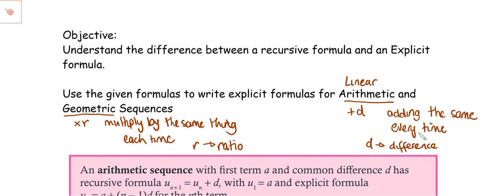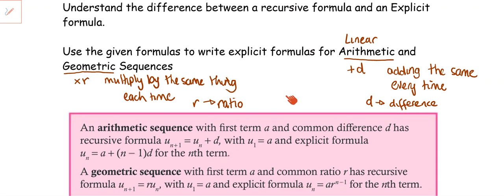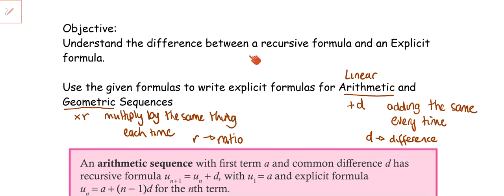Now, quadratic was different because quadratic isn't add the same or multiply the same, it's add different every time. So geometric is going to be slightly different. So, what we're going to be doing is, it says here, understand the difference between a recursive formula and an explicit formula. We'll get there eventually. The one that we're going to focus on today is an explicit formula, all right? And we're going to use given formulas. So there's a clue. You're going to be given a formula to write an explicit formula for arithmetic and geometry.